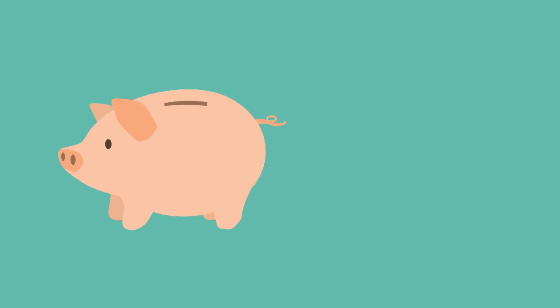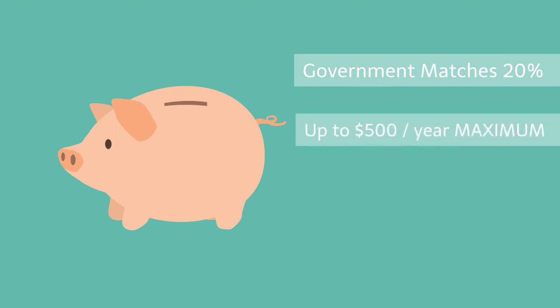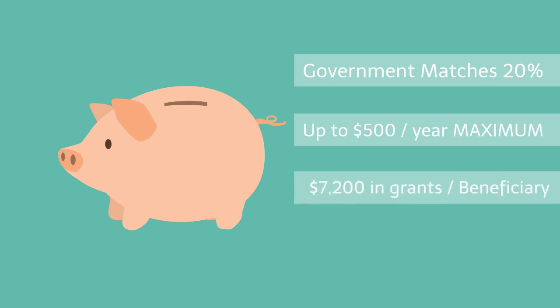Once you start depositing into the account, the government will match your RESP deposit by 20%, up to a maximum of $500 in grants every year. For the course of the entire RESP, the government will allow $7,200 in grants per beneficiary.